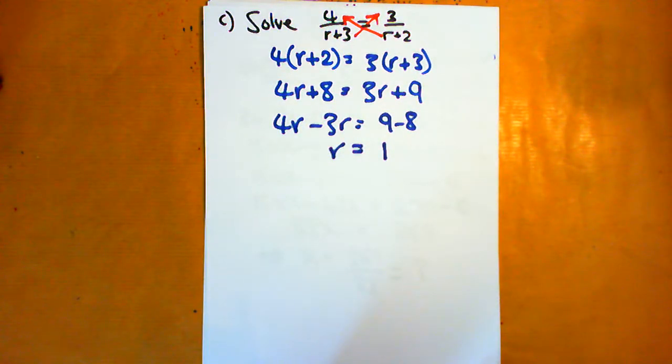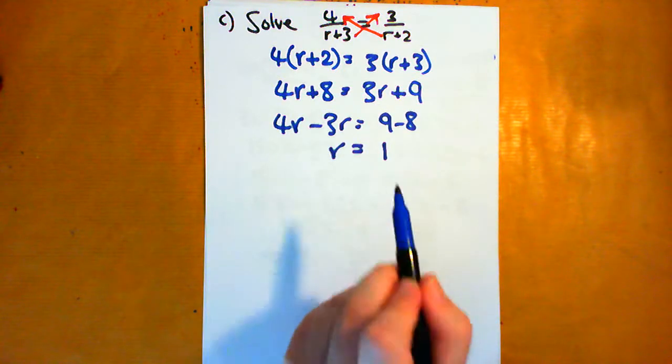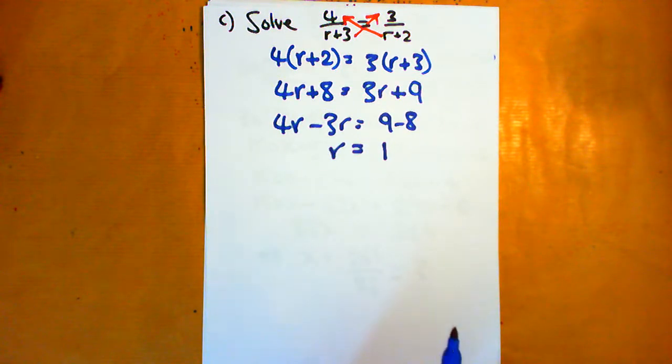Okay, so let's check that. So on the left hand side, r plus 3 is going to be 1 plus 3 is 4. We've got 4 over 4, so that is 1. And on the right hand side, r plus 2 is 1 plus 2 is 3. And we've got 3 over 3, which is also 1. So both sides are 1. It checks out.